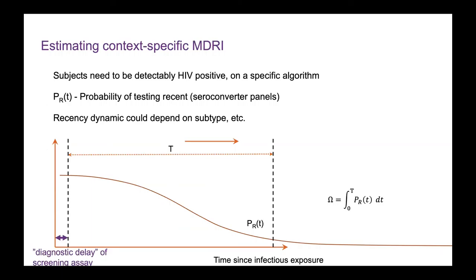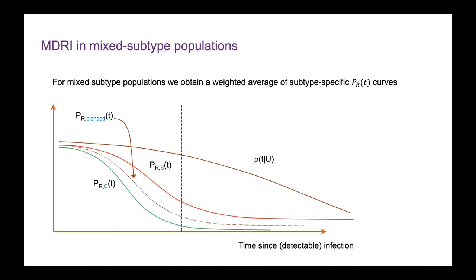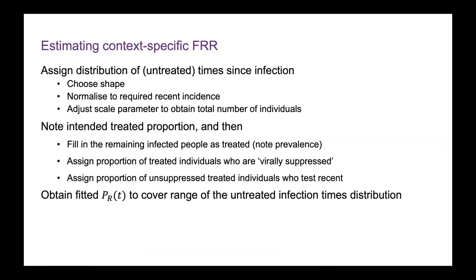So just to briefly note that estimating a context-specific MDRI involves numerous details, but one key detail may be that we have to obtain a weighted average of subtype-specific curves for the probability of obtaining a recent result as a function of time since infection to account for the specific subtype mix in the population where the study is being done, which is likely to be different from that in the seroconversion panels we use to calibrate the test in the first place. To estimate context-specific FRR, we have to know something about the distribution of times since infection in the untreated population, encoding epidemic history, and fit a similar curve to cover the range of untreated times since infection.